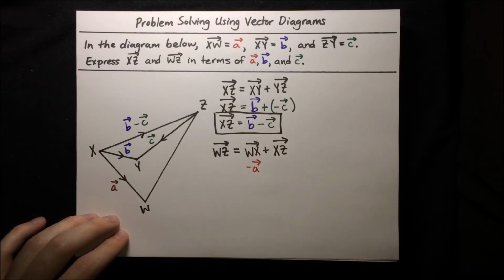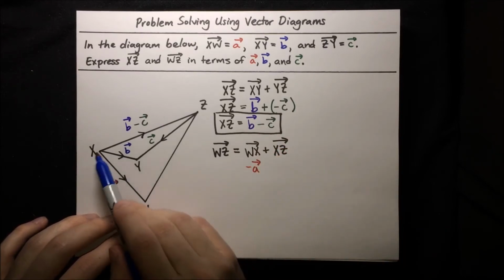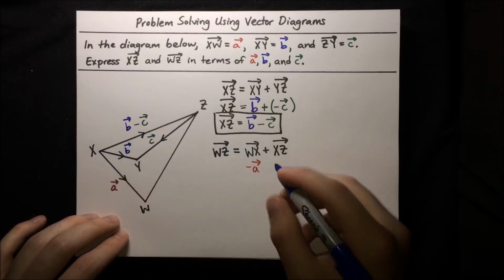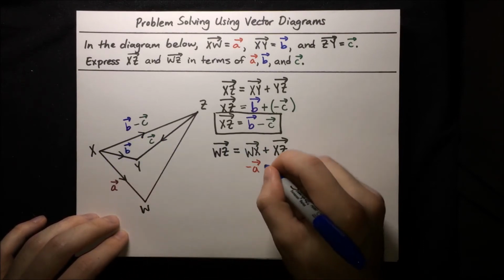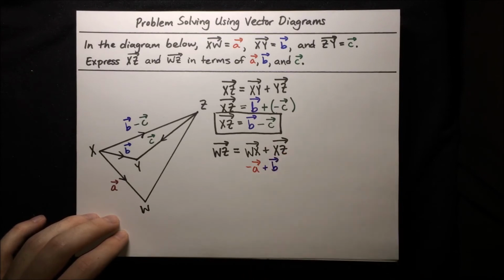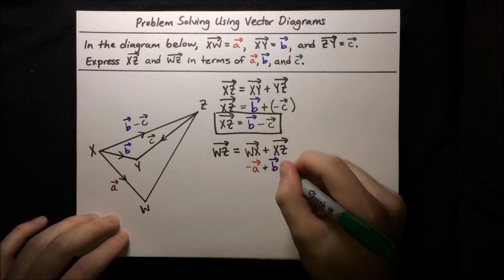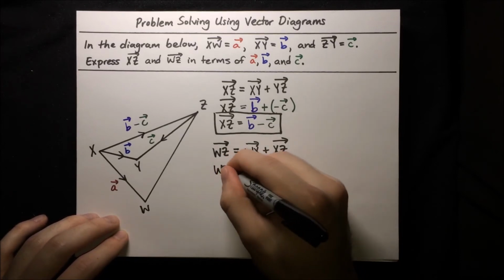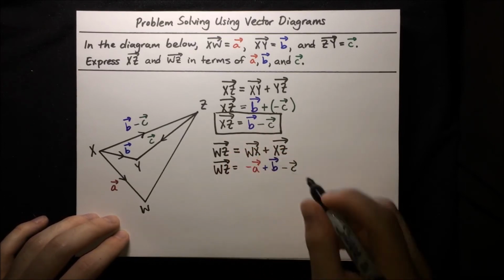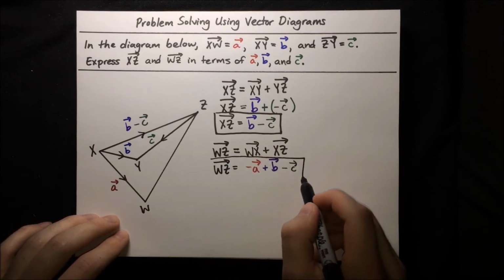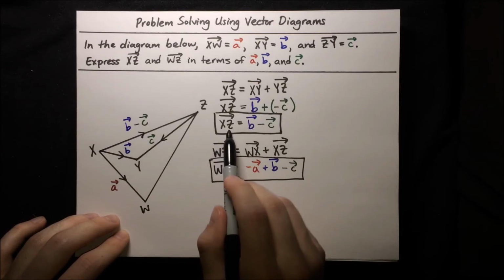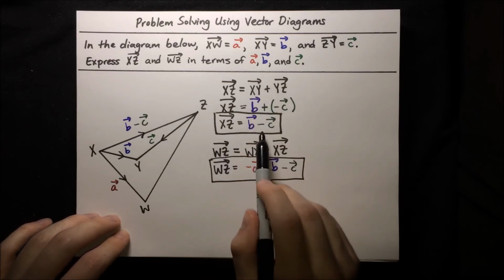Okay, and then how about xz? Well, xz, we already have that. That's what we found in the previous step. That's just vector b minus vector c. So negative a plus b, and then minus c. And there we go. That is what wz is. Perfect. So now we've got wz in terms of vectors a, b, and c, and we've also got vector xz solved in terms of the given vectors as well. So we're done.